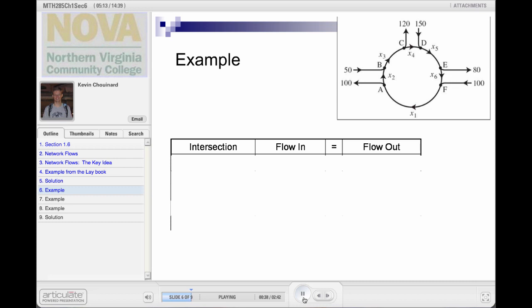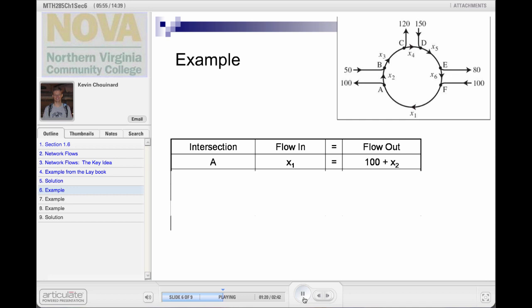Now, if we look closely at junction A, we have one direction of traffic coming in and 2 directions of traffic going out. So what we're going to have there is, for the flow in, x sub 1 is the only traffic flow coming into that junction, and the 2 that are leaving junction A are 100 in one direction and x sub 2 in the other. So when we compare flow in to flow out, we're going to have that the flow in is x sub 1, and that's going to be equal to the flow out, which is 100 plus x sub 2.